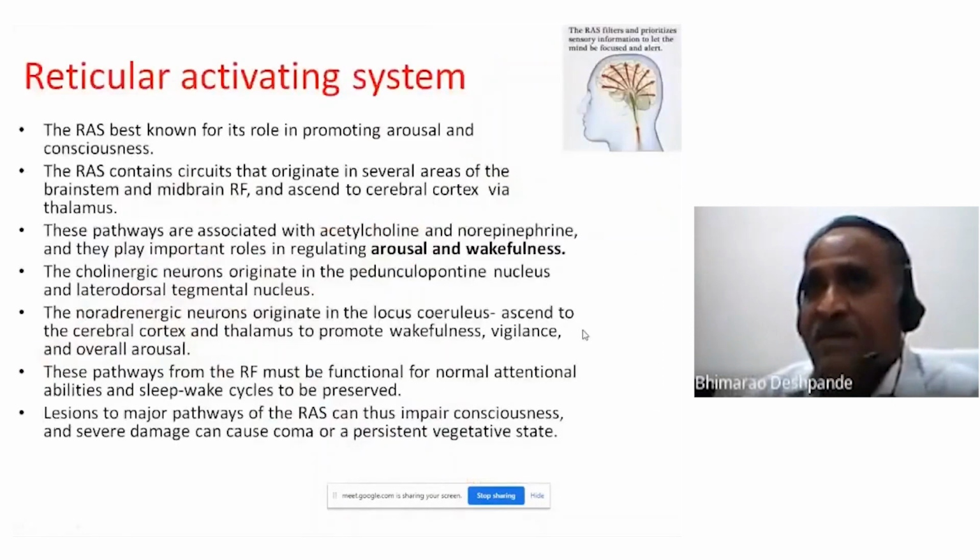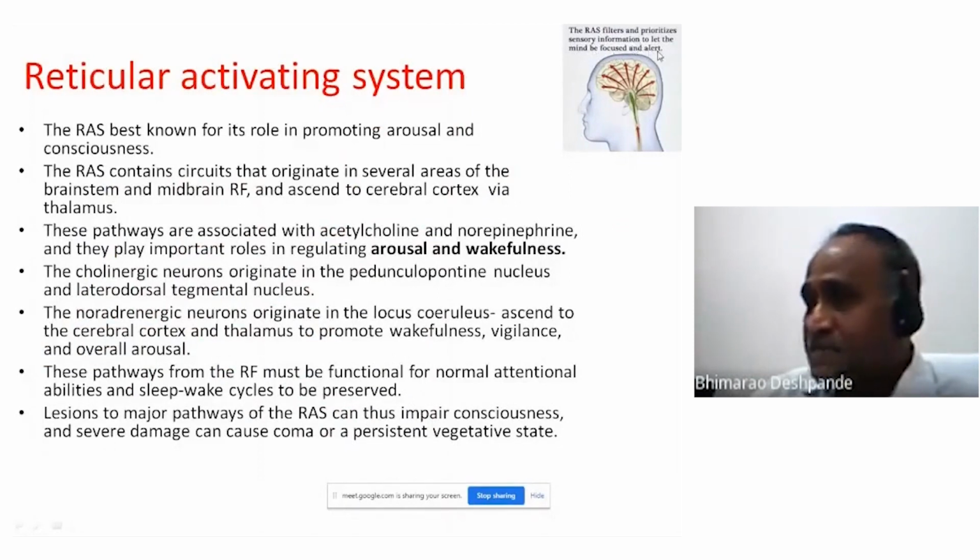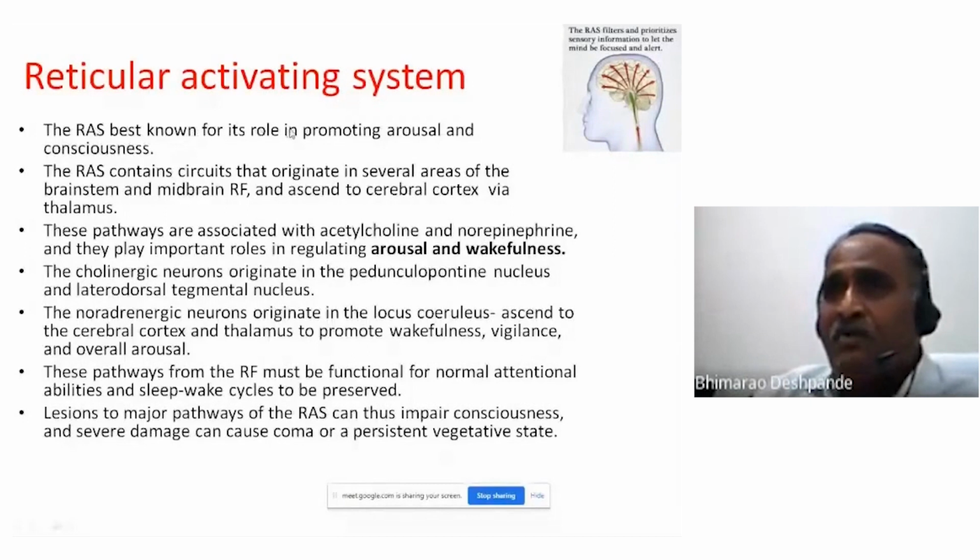Now, just coming back here, it filters and prioritizes the sensory information, letting the mind be focused and alert. I was trying to tell about the sound of a moving train. The RAS is best known for its role in promoting arousal and consciousness. This is the function. RAS contains circuits that originate from several areas of the brainstem, that means the entire brainstem, and they reach the cortex via the thalamus.